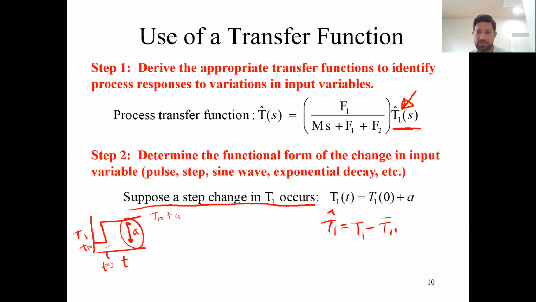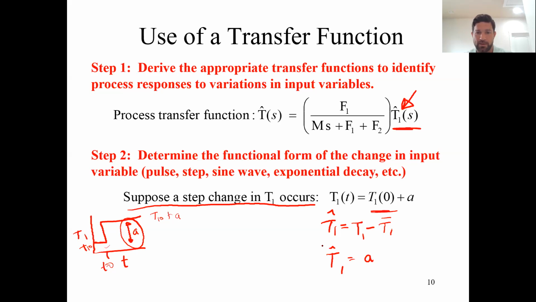In this case, T1 bar is our initial condition. So T1 bar equals this term T1,0. Therefore we have our deviation variable for T1 equal to just A. So if we want to express the deviation variable of temperature 1, it's just going to be this change. It's just the change from the steady state condition. So that makes sense.